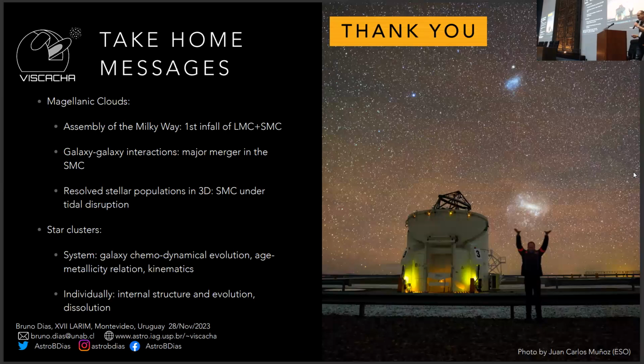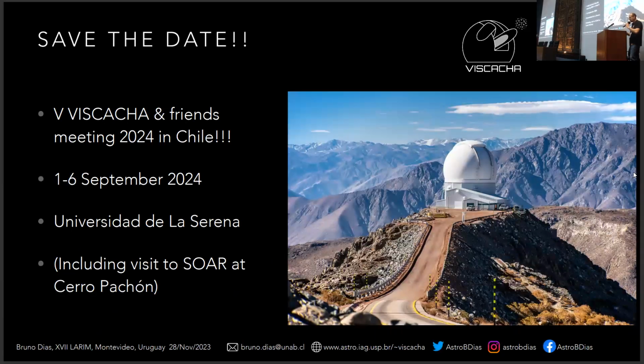So my take-home message is: the Magellanic Clouds are really important, not only for us to understand the assembly of the Milky Way, but also as a test probe for galaxy-galaxy interaction in general. With resolved stellar populations, we can have the information in 3D, which is amazing. And the star clusters, we can have them as a system or individually. So we can study the chemical and dynamical evolution, and also even stellar evolution, with projects on B stars and stellar rotation, and many other things that we are currently doing. So I leave this invitation here and am open for questions. Thank you.